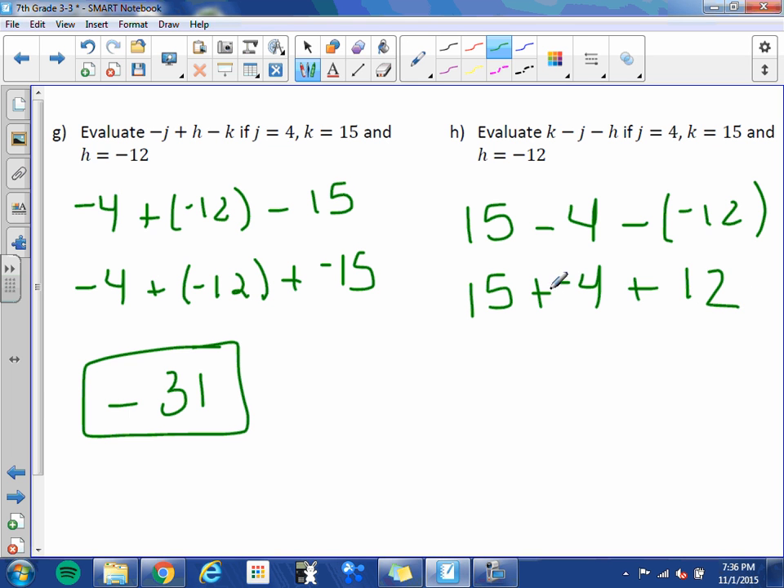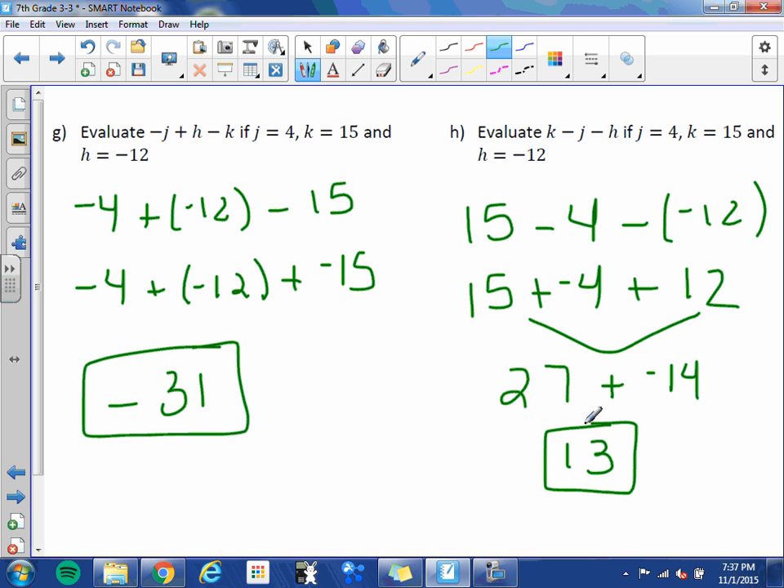In this case, we have two positive numbers and a negative number. Take care of those two positive numbers first. They're the same sign, so add them together, and we get 27. And now bring down the plus negative 4. We have different signs, so different signs difference. Subtract and keep the sign of the larger absolute value. 27 has the larger absolute value and it's positive, so our answer is positive 13.